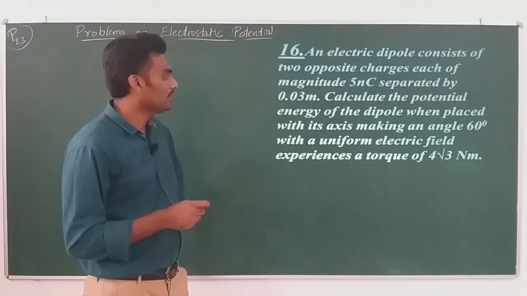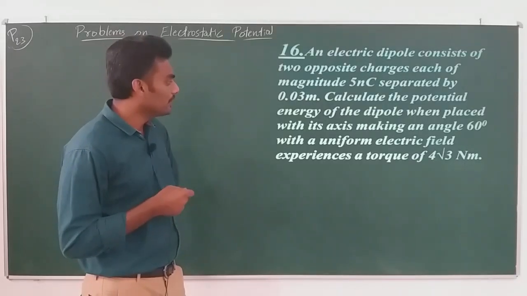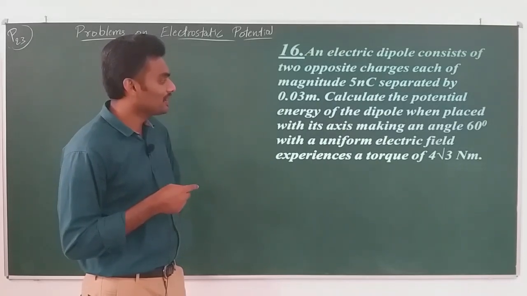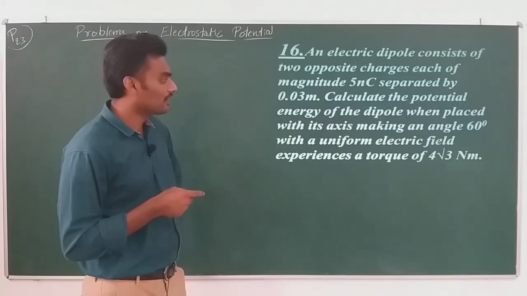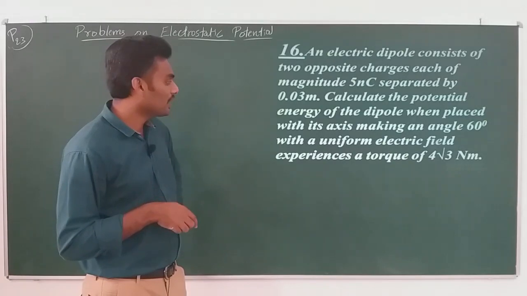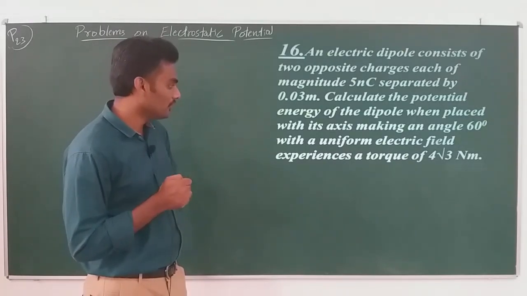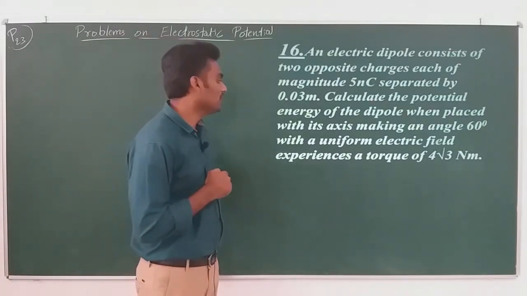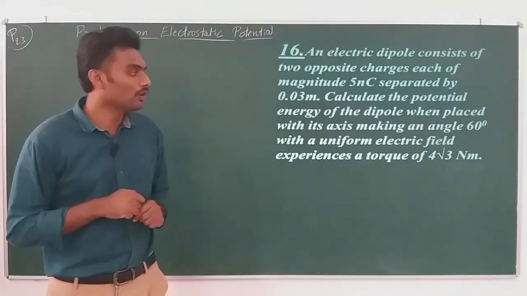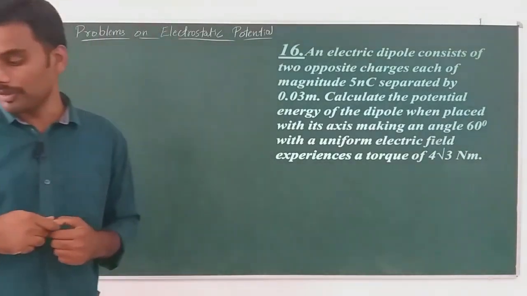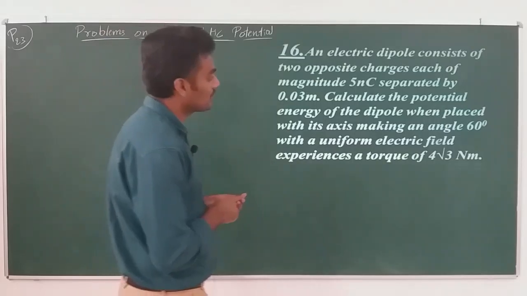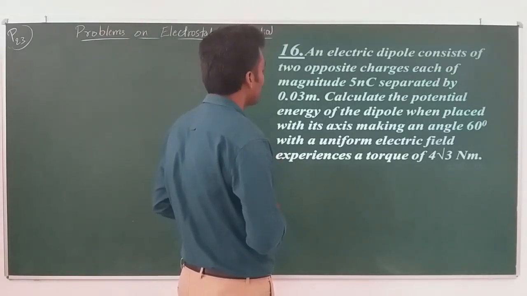Calculate the potential energy of the dipole when placed with its axis making an angle of 60 degree with a uniform electric field, experiences a torque of 4√3 Newton meter. So, first let us draw the diagram.